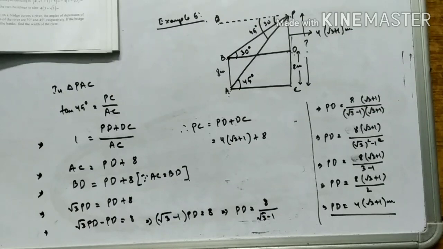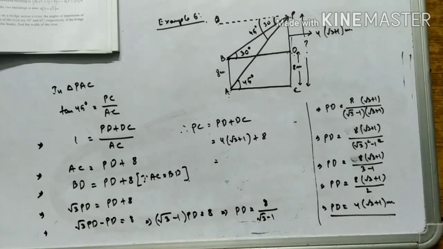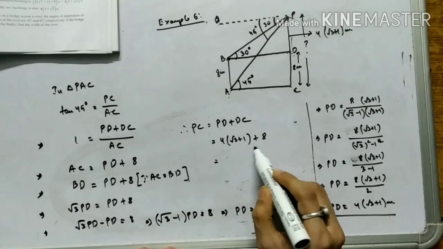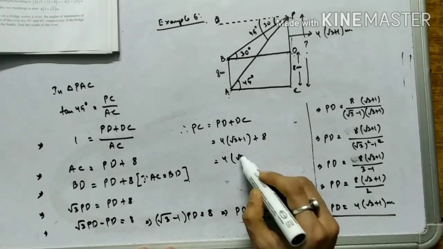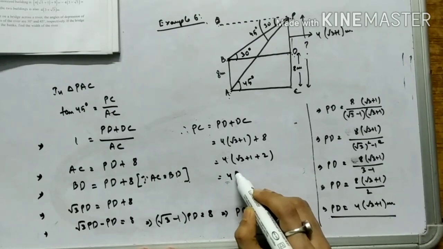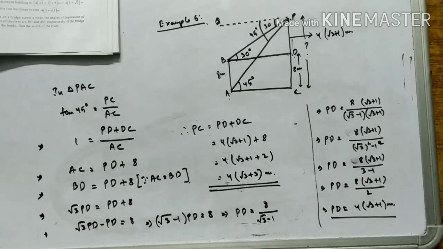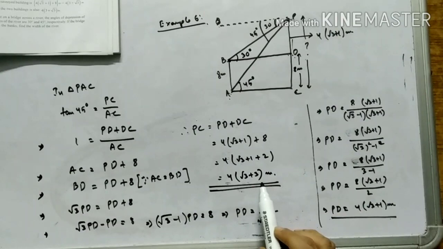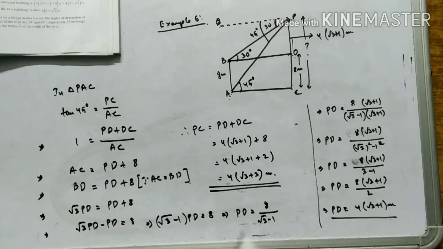So therefore in here, let's take 4 common: 4 times root 3 plus 1 plus 2 you will get, so ultimately 4 root 3 plus 3 meter. This is the height of the multi-story tall building, 4 root 3 plus 3 meter. Okay, now I have to find AC.